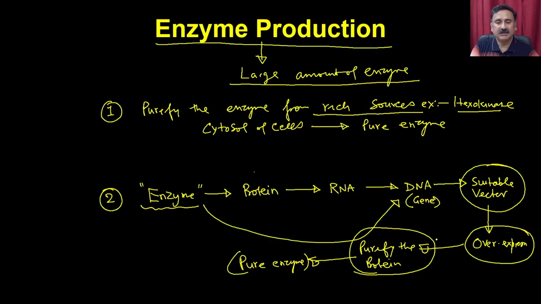So this is what we are going to discuss in this module and in the subsequent module as well: how you can use this kind of approach to produce a large quantity of enzyme, because this enzyme can be used for many applications. We can use it for structure elucidations, for catalyzing reactions, and for industrial applications.